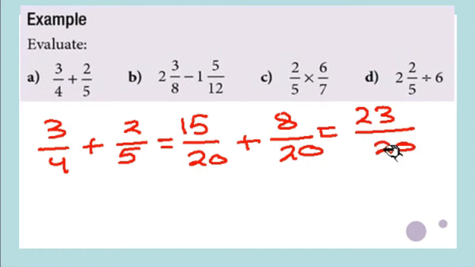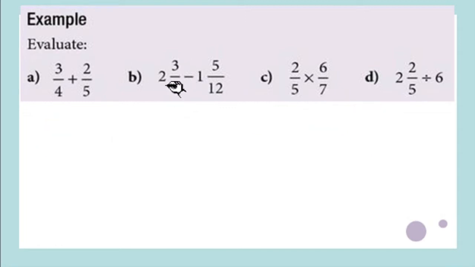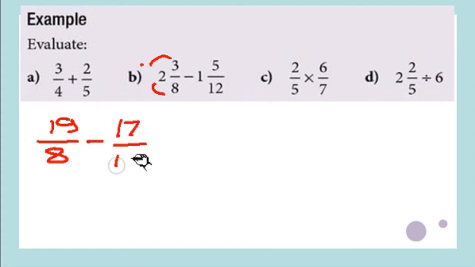So let's solve number B. To solve this, we have to convert the mixed fraction to an improper fraction. How? I will show you. 8 by 2, then plus 3. 8 by 2 equals 16. 16 plus 3 equals 19 over 8. Minus 12 by 1 equals 12. 12 plus 5 equals 17 over 12. Done. The next step is how to make the denominators equal.